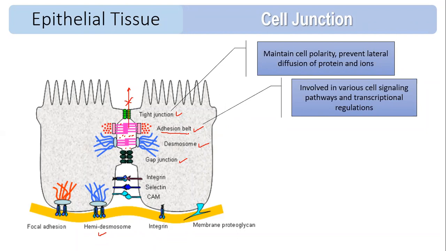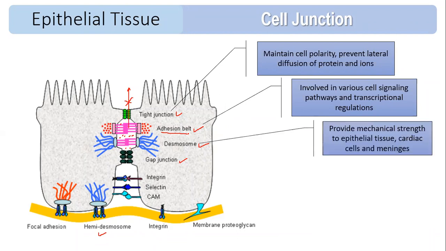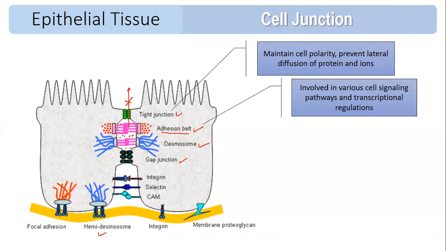Coming to the next junction, that is called the desmosomes. Now what is desmosomes? These are going to give mechanical strength to the epithelial tissue. They are going to tightly bind to epithelial tissue so that they remain mechanically connected, and to adjacent cardiac cells or cardiac muscles as well as meninges. So what is the main function of the desmosomes?